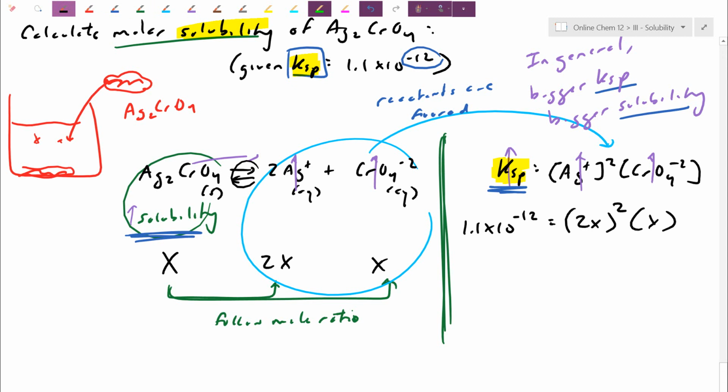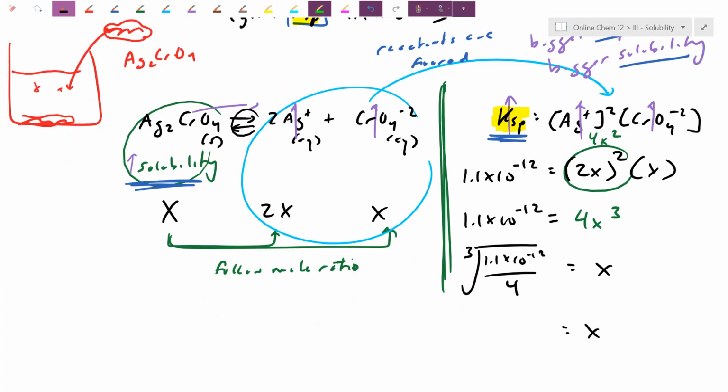Let's clean this up a little bit here. When I have a bracket like this all squared, it's like 2x times 2x. It's 2 squared x squared. So getting here 6.5 times 10 to the negative 5. All right?